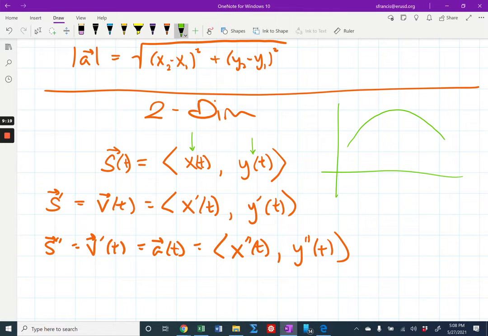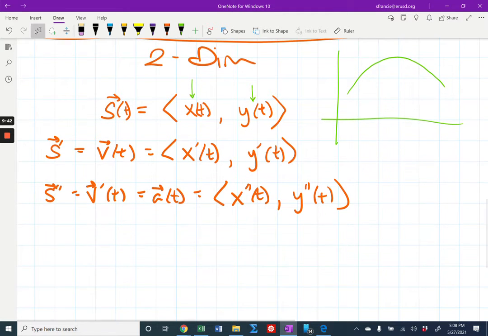Okay, the side-to-side motion is determined by the x coordinate. The up and down is determined by the y coordinate, x of t and y of t. So if I want to know its horizontal velocity at some point, that's just x prime of t. If I want to know its vertical velocity at some point, that's y prime of t. And then similarly for the acceleration. Okay, just some real basic stuff.